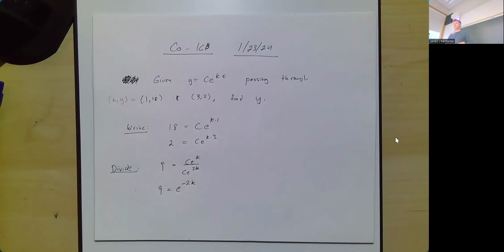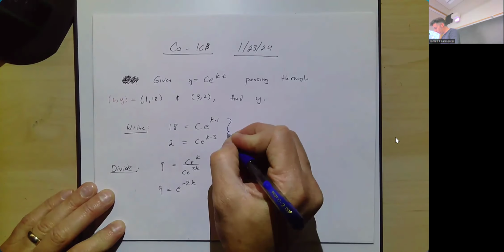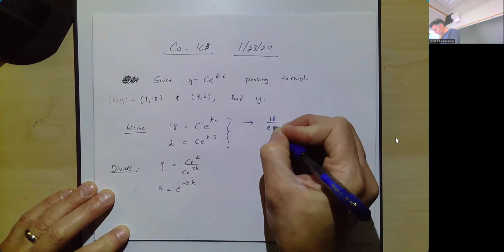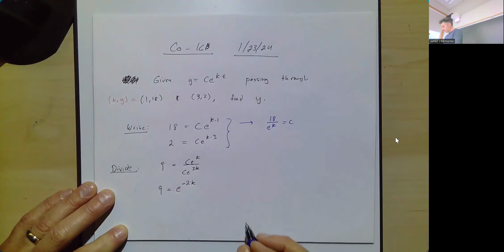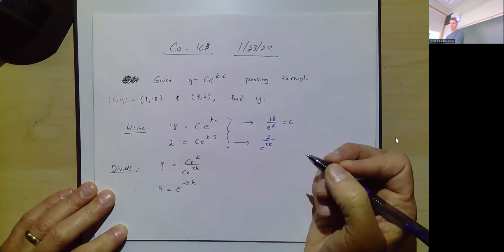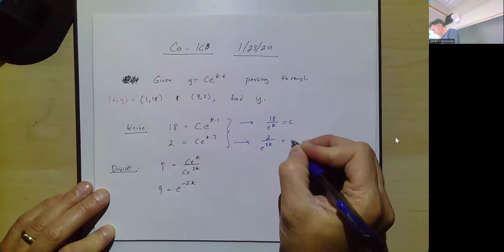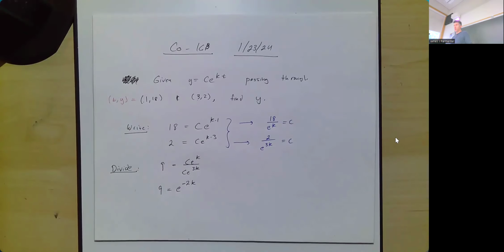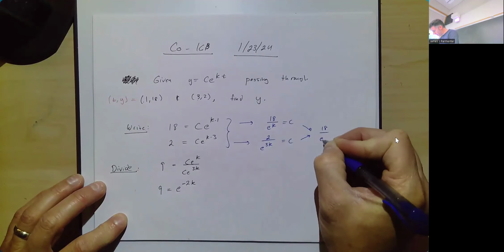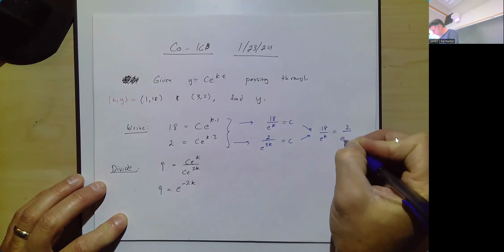Before we go any further, let me show you the way I would probably more normally think of it. I usually don't think to divide these things. It's just not the way I operate. What I would personally do instead is solve each of these equations for c. So I would write this first one as 18 divided by e to the k equals c, and the second one as 2 divided by e to the 3k. I do like to write the 3 in front of the k instead of the k in front of the 3, though it doesn't really matter. Equals c. And then I would set these equal to each other. So then I would get 18 over e to the k equals 2 over e to the 3k.